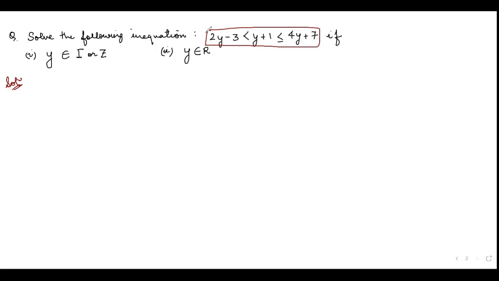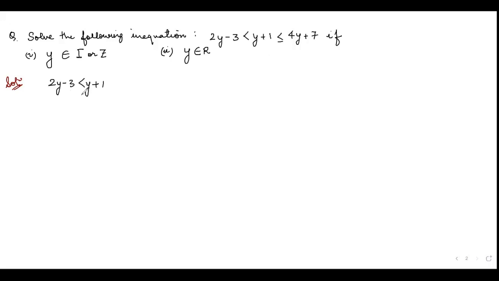Let us take this inequation. See how I'm solving it. I'm taking this inequation first. Which one I'm taking? This part. The first inequation. 2y minus 3 less than y plus 1. Only the first inequation. I have forgotten what is after this. बाकी वाले को भूल जाओ. सिर्फ फर्स्ट इनिक्वेशन को लो. 2y minus 3 less than y plus 1. ठीक है? सिर्फ इसको सॉल्व करो पहले.